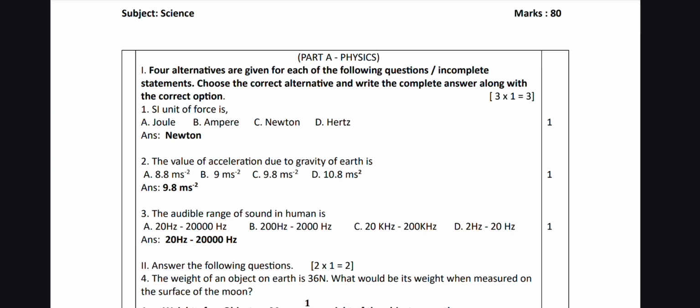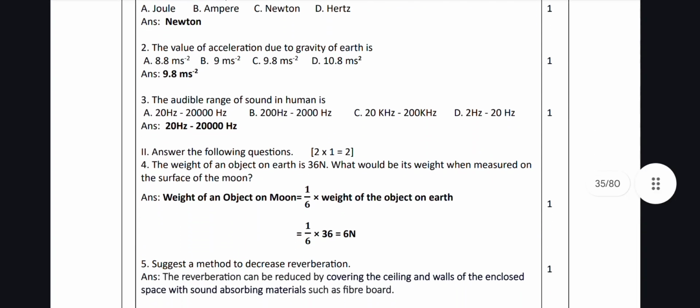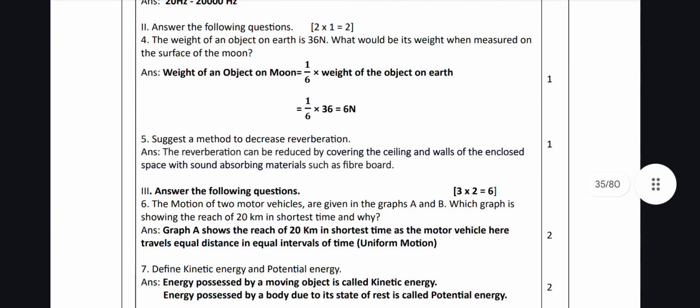The third question, the audible range of sound in humans: is it 20 hertz to 20,000 hertz, or 200 hertz to 2000 hertz, or option D, 20 kilohertz to 200 kilohertz, or 2 hertz to 20 hertz? So the right answer is option A, 20 hertz to 20,000 hertz. So moving on to the next main, answer the following questions.